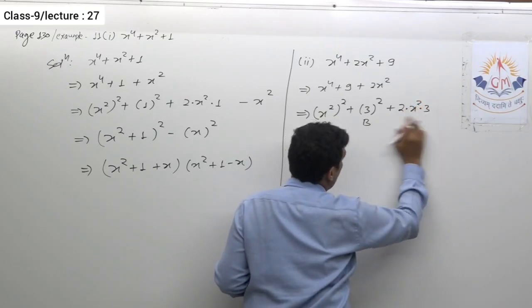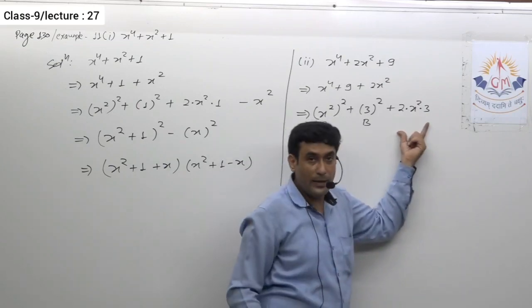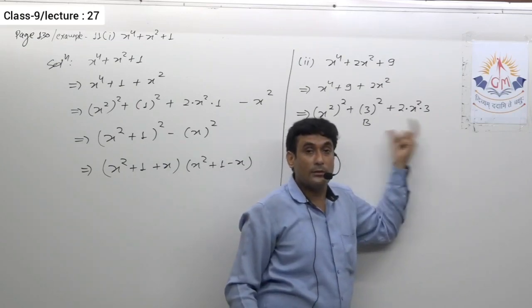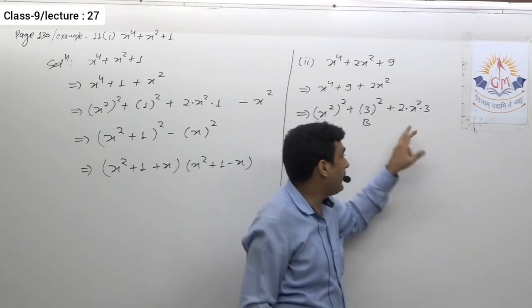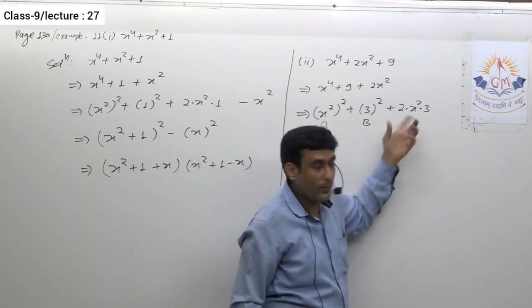That means here I have 3x square extra. I took this 3x square extra to complete the identity, as I am adding 2 into x square into 3, that is 6x square extra.